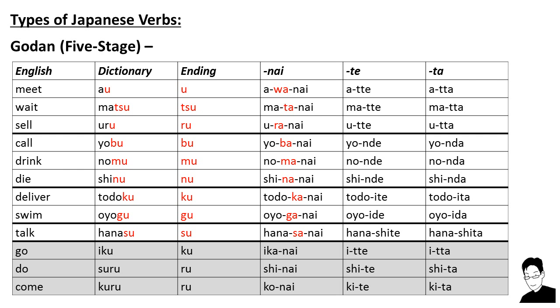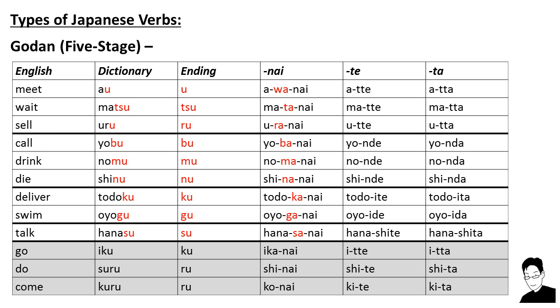Here we can see that there are a lot of different verb endings within the 5-stage verbs, and that they are separated into 4 main categories. The first category includes verbs with an u, tsu, or ru dictionary form ending, and these change as previously explained.